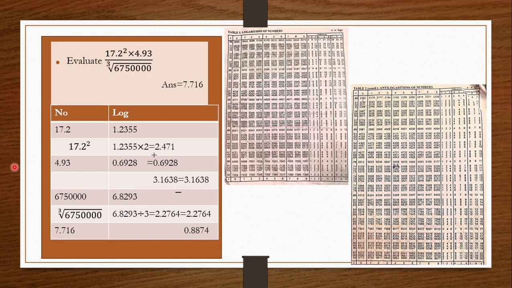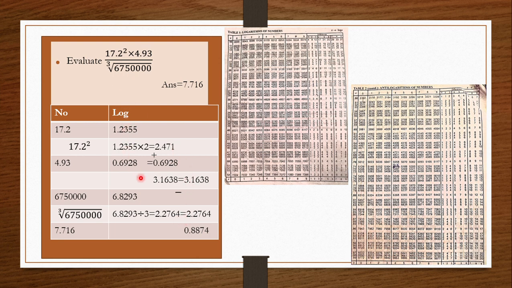Using our tables, we'll find the log of 17.2, and this is it, 1.2355. Remember, when you have power, you multiply. So 1.2355 times 2 will give us this. And when you have multiplication, you add. So the log of 4.93 is this. Adding both of them together will give us this. Then the log of 6,750,000 is this, 6.8293. And the cube root of it will be the log divided by 3, and that is 2.2764.